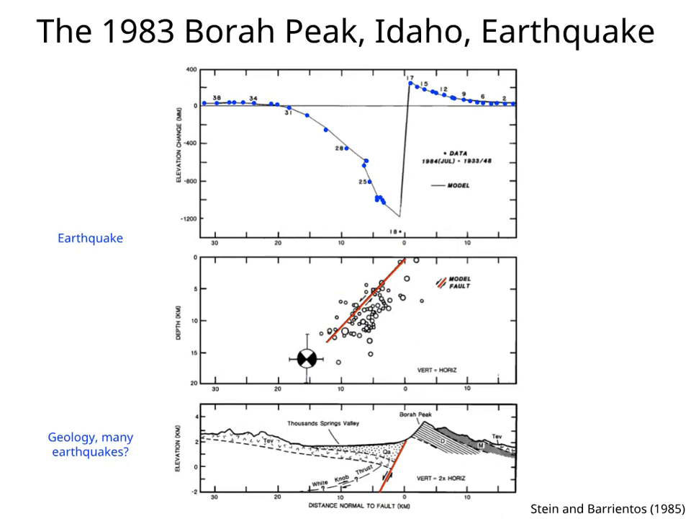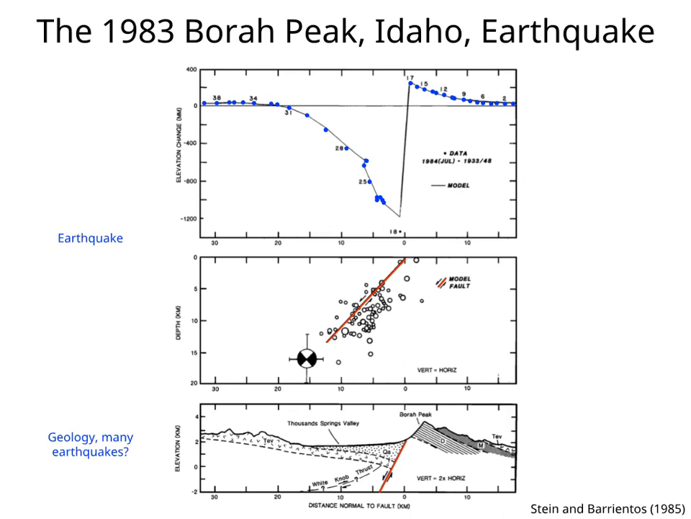The middle figure is a cross-section showing the modeled fault, the hypocenter of the Borah Peak earthquake as a beach ball diagram, and aftershocks as circles. Notice that the modeled fault is consistent with the distribution of aftershocks.